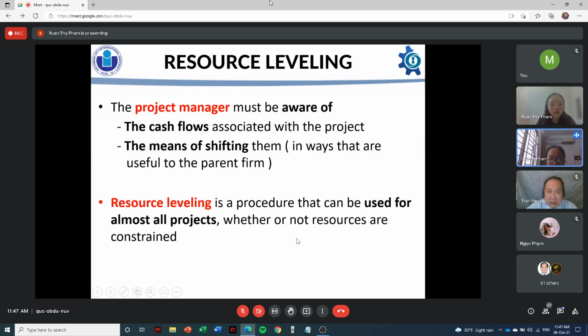Just like resource leveling, the project managers also need to be aware of several things. In this phase, the two things are the cash flow associated with the project and the means of shifting it in ways that are useful for the parent firm. In brief, resource leveling is a procedure that can be used for almost all projects, whether or not resources are constrained. Next slide, please.